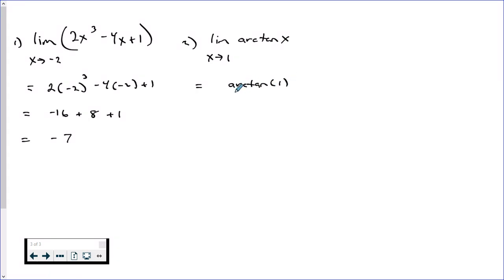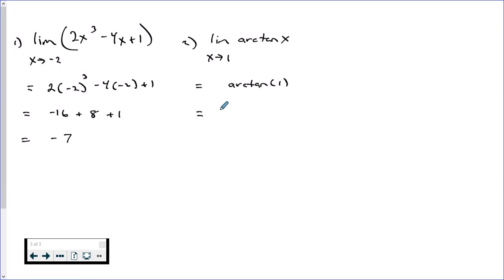Now notice, guys, I didn't write limit of arctangent of 1 as x goes to 1. The instant you chuck the value in, stop writing limit. Same thing here. As soon as I chucked the -2 in, stop writing limit. You're actually doing it. Drives me insane when people continue to write it. So now arctangent of 1 is your answer.